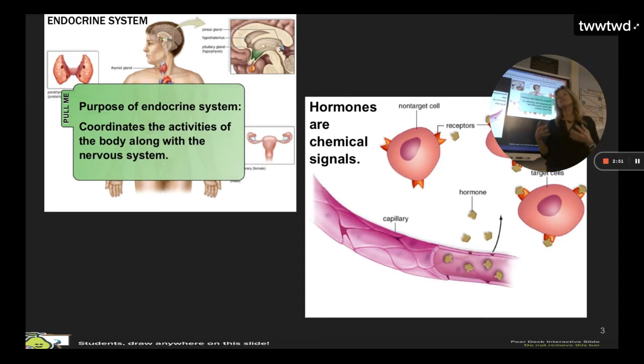So how does it impact that target specifically and not other cells? That's because the target tissue has receptors for that hormone in order to have that response. So that's the key thing you want to know there.